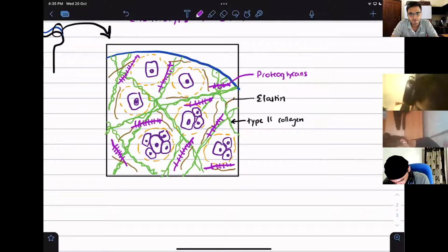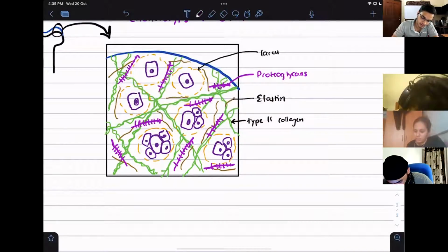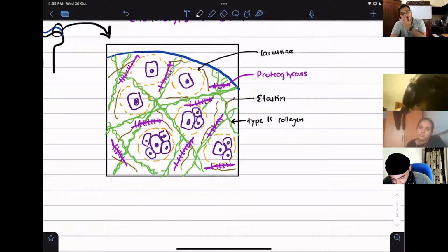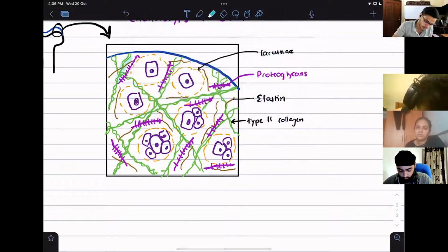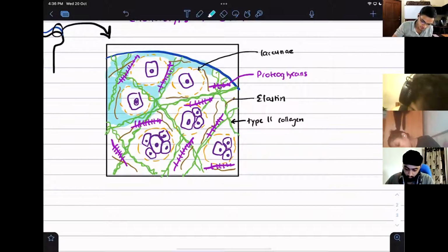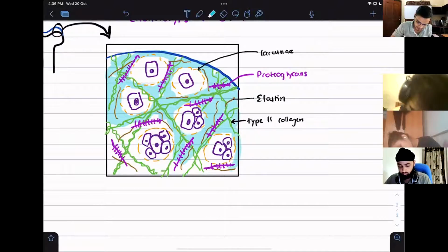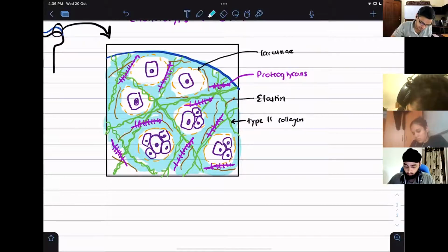These are proteoglycans. Don't worry, we'll look at the structure. Now this entire thing, guys, this entire thing is bathed in water. So you all can color it something like that. This is the structure of our hyaline cartilage.